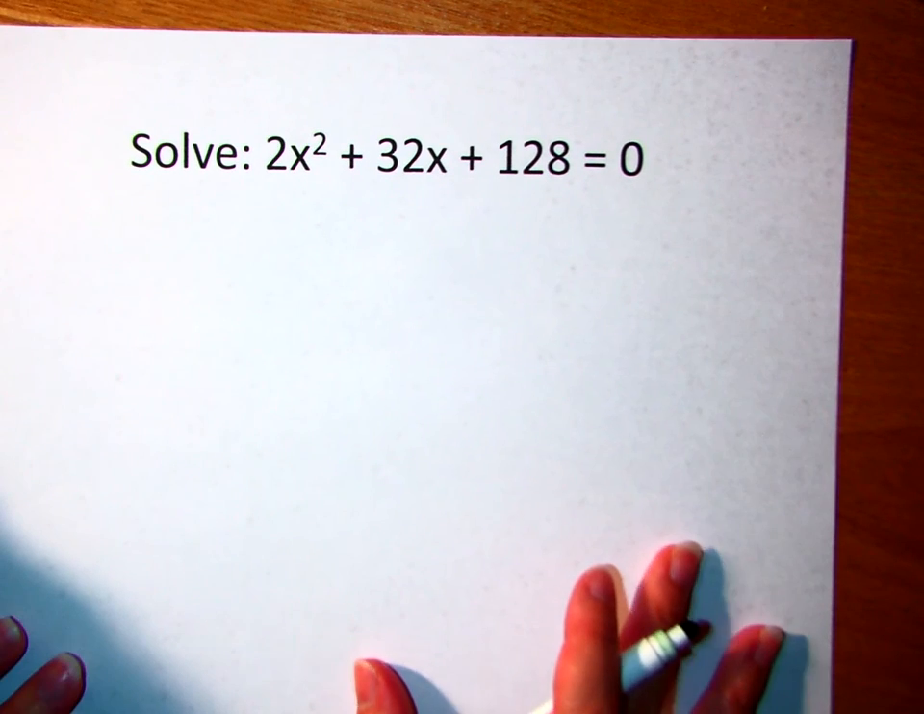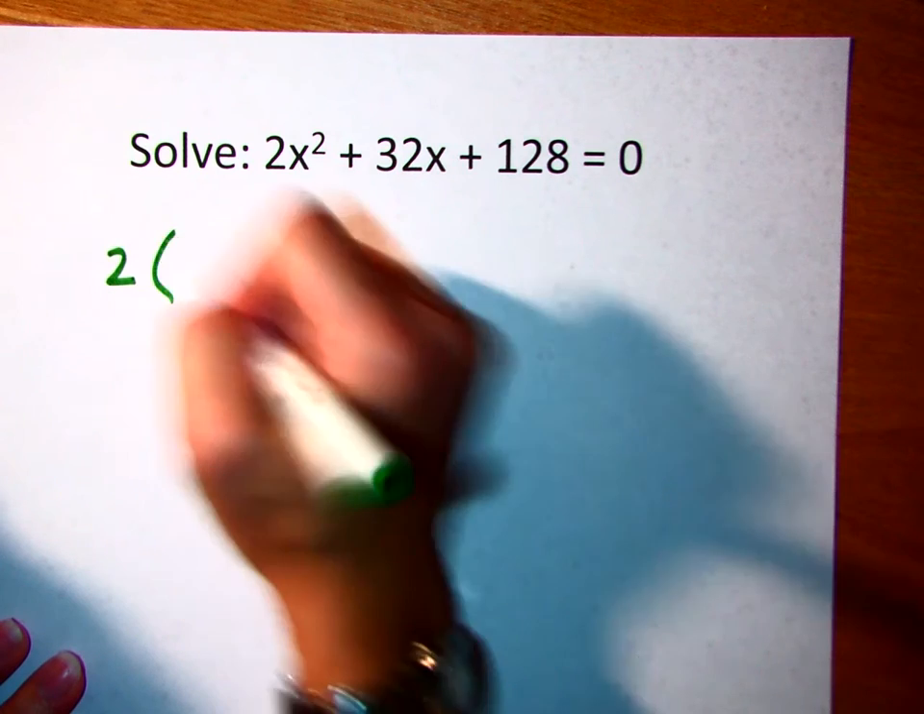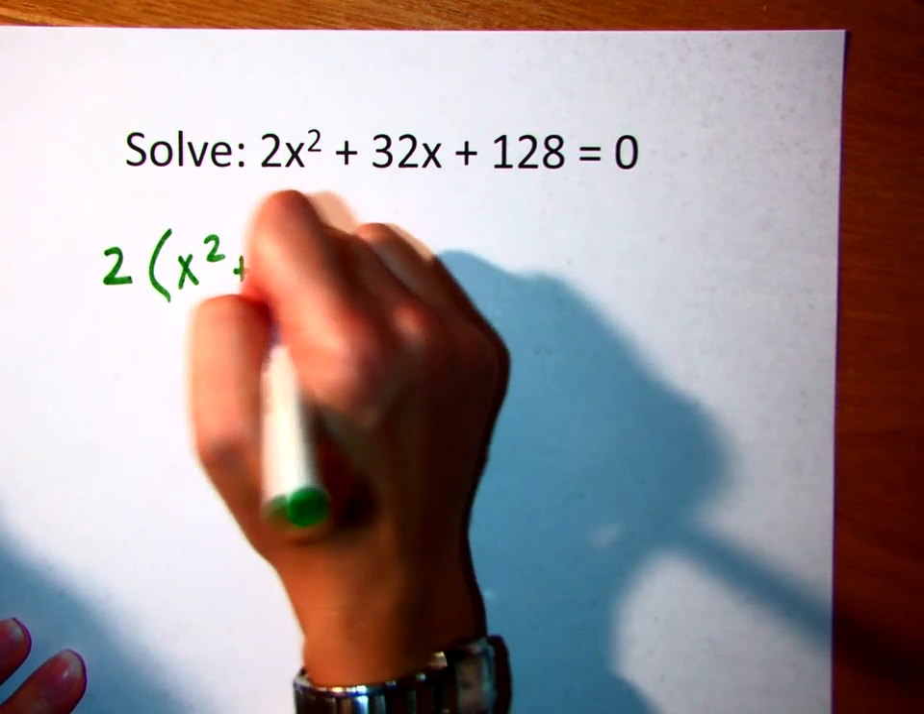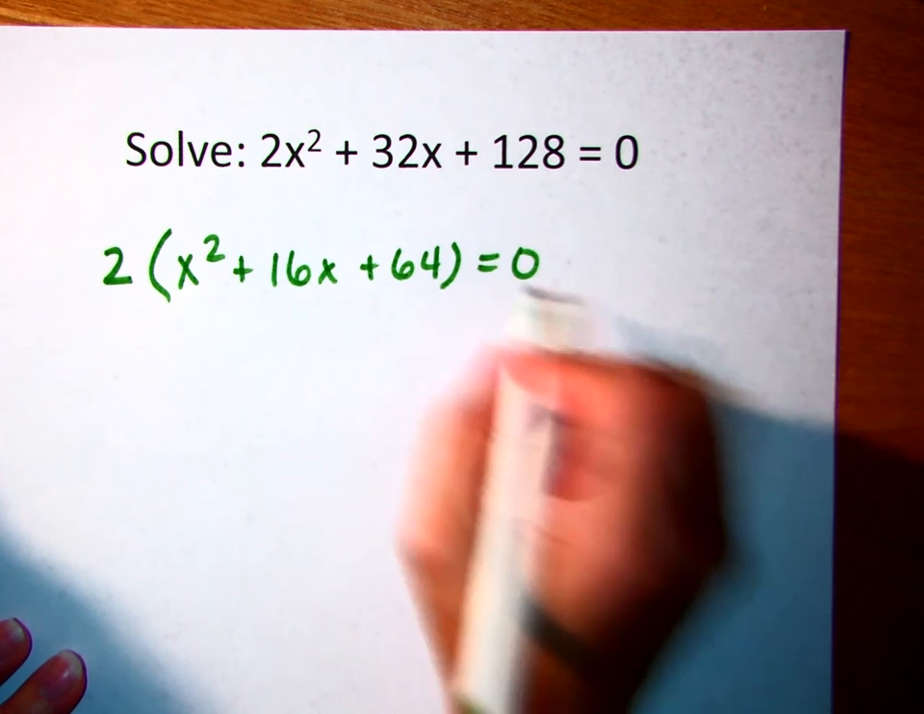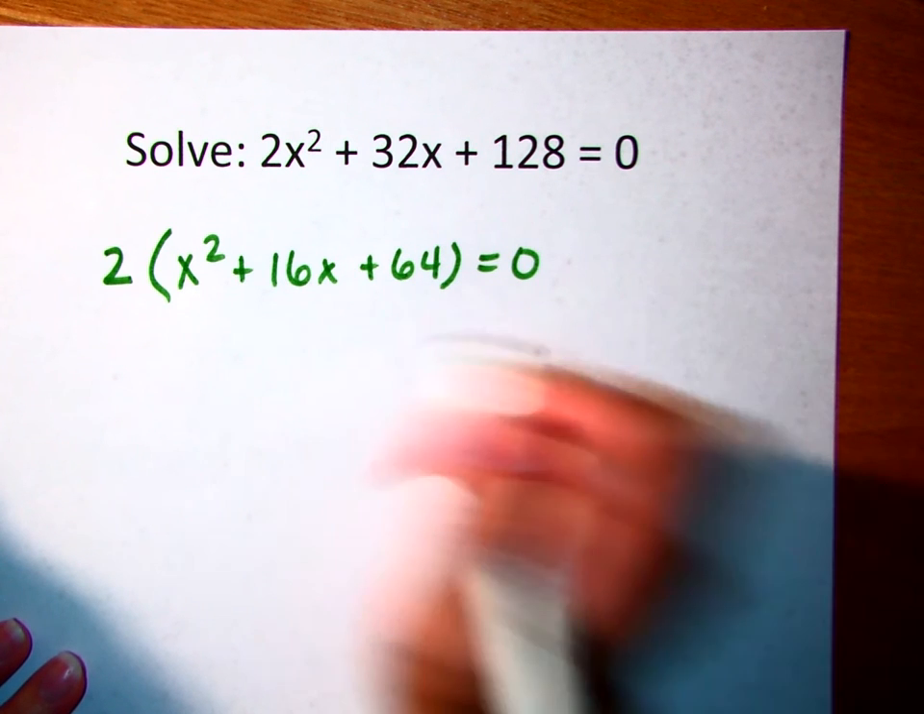On this one, I see that I have a GCF. I should take that out first. So now I have x squared plus 16x plus 64 when I take the GCF out. Still equal to 0, which is important. And now we're going to go ahead and factor.